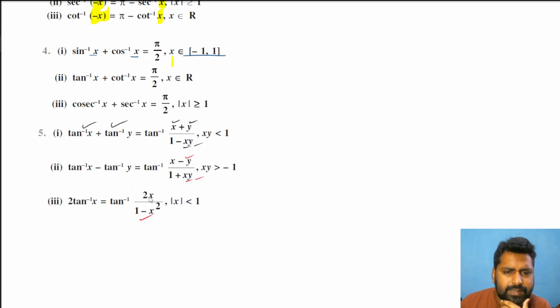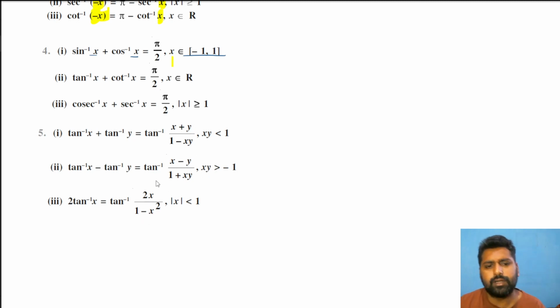You'll be using these properties a lot in the questions. Most of the questions will be done like this. We have the property for sine inverse x plus sine inverse y also, but I'll not recommend you learn those. Use these, that will be better.